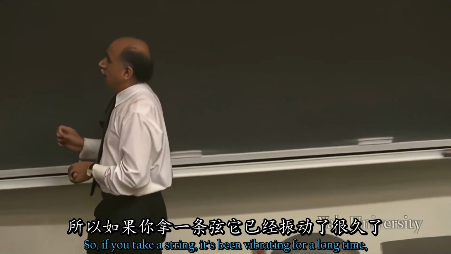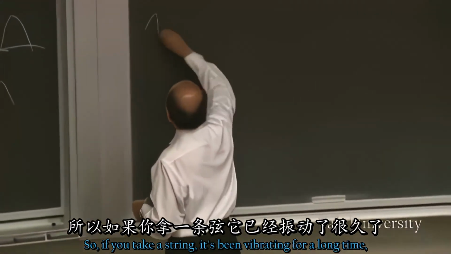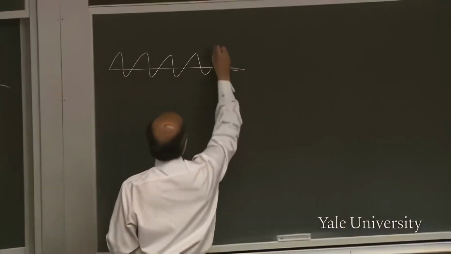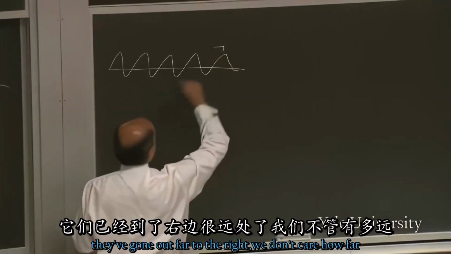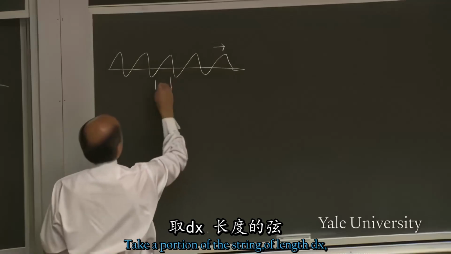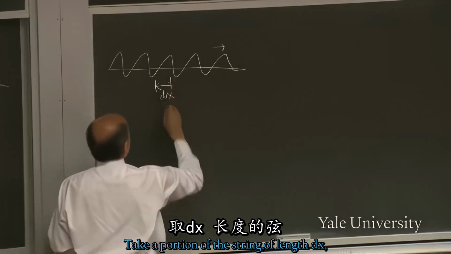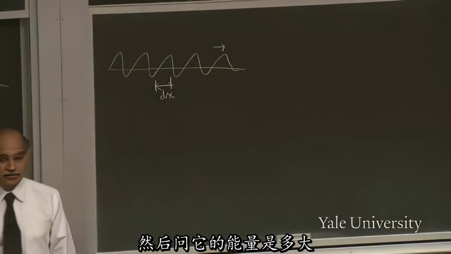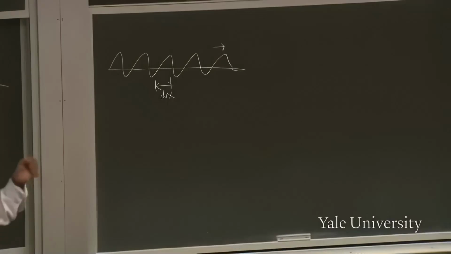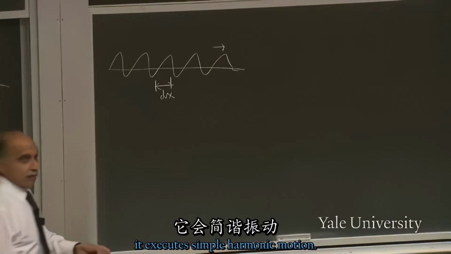So if you take a string, it's been vibrating for a long time, and the waves have been manufactured on the left. They've gone out far to the right. We don't care how far. Take a portion of the string of length dx and ask how much energy does it have. You have already seen that if you sit at one point, the string just moves up and down. It executes simple harmonic motion.